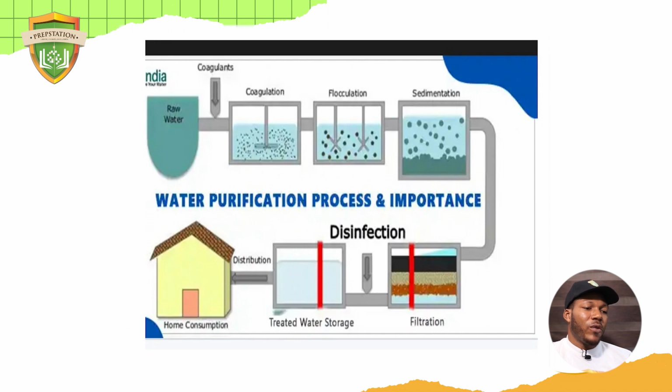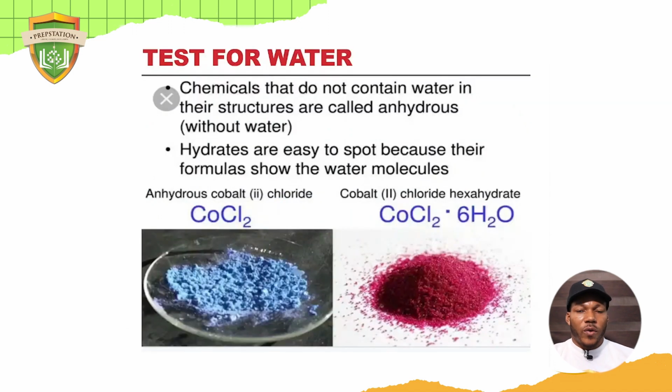Okay, let's move to the test of water. It's very simple. How do you test for water? When anhydrous cobalt chloride changes from blue to pink, as you can see on the screen, this is our cobalt(II) chloride, blue in color. When there is water here, it changes to pink. That means that water is present in that substance.